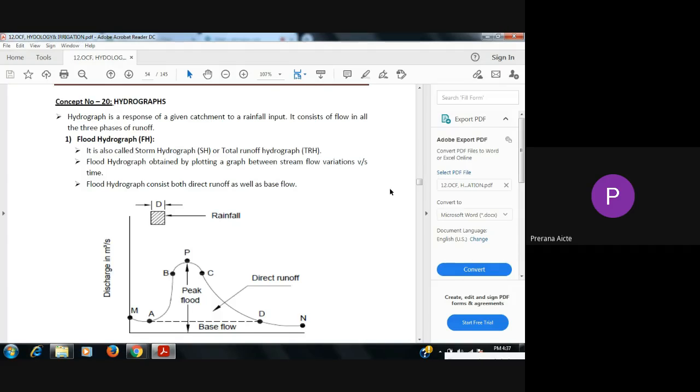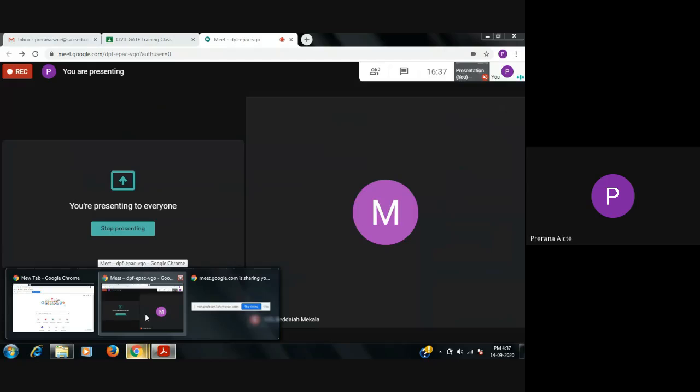The three important phases in the hydrological cycle are evaporation, then precipitation, and runoff. Of these three phases, runoff is our important topic, which we will discuss now.